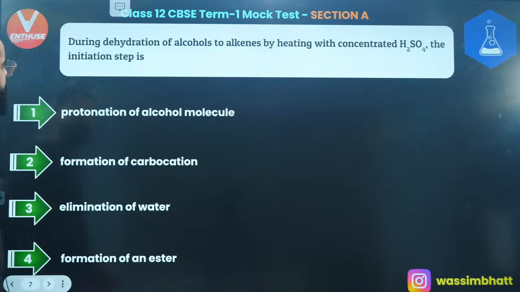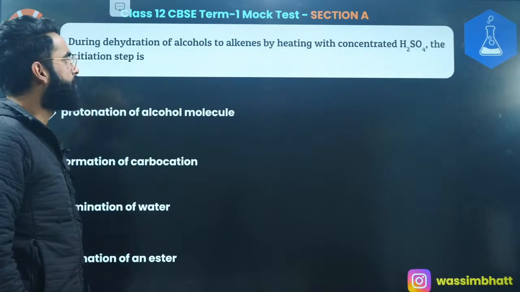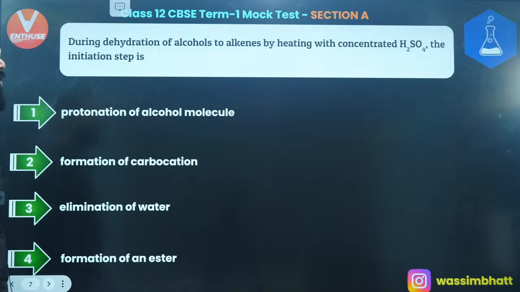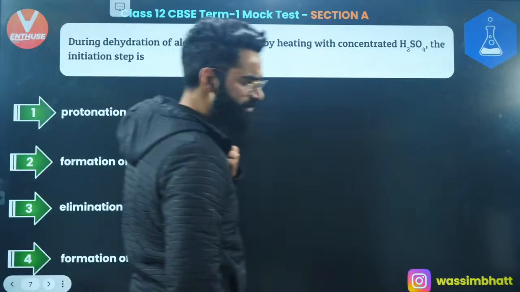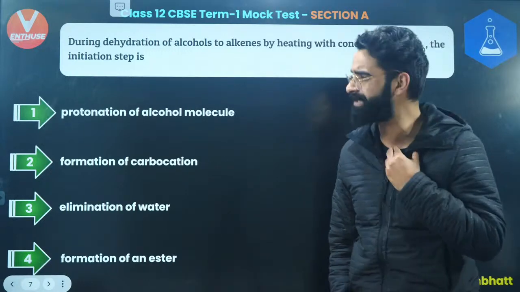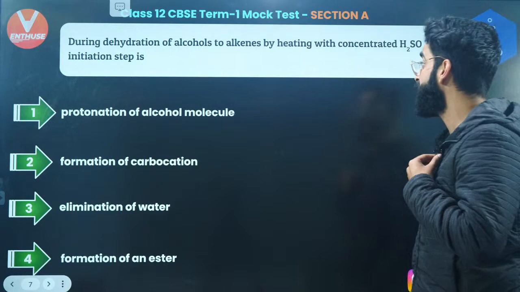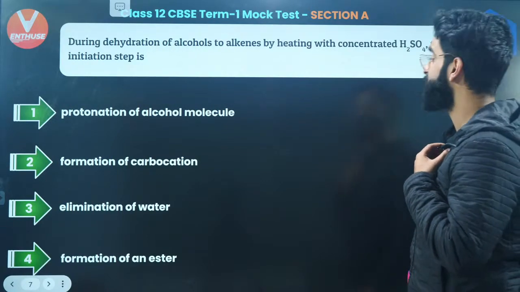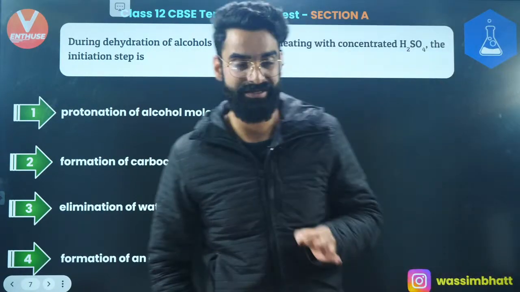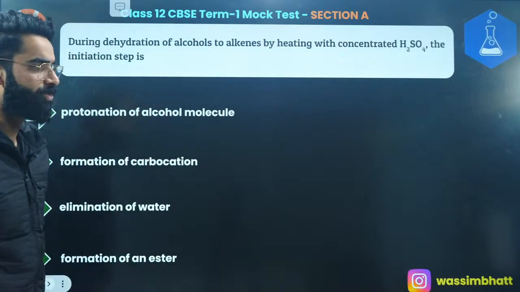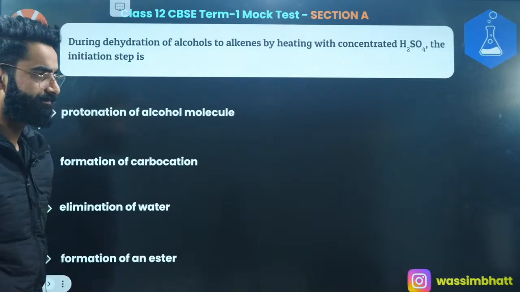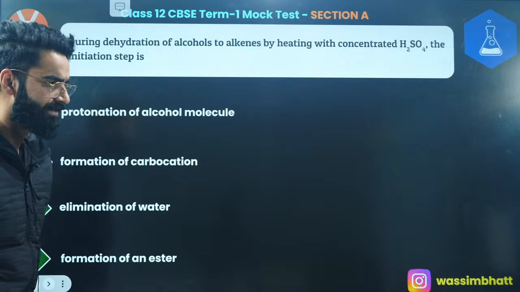Moving on to the second question. During dehydration of alcohols to alkenes by heating with concentrated H2SO4, the initiation step is, what do you guys think about this one? Again, a very simple question, okay? When we do the dehydration of alcohol to alkene by heating with concentrated H2SO4, which one is the initiation step? What do you guys think about this one?